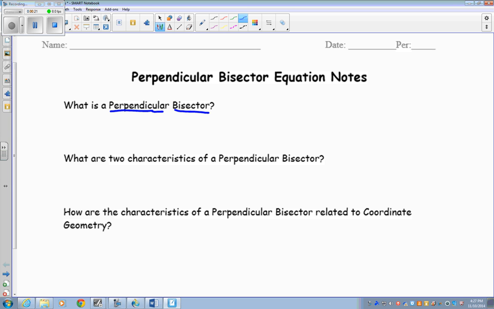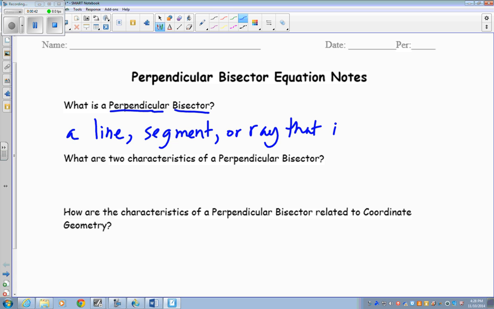Basically, a perpendicular bisector is a line, segment, or ray that is perpendicular and goes through the midpoint.